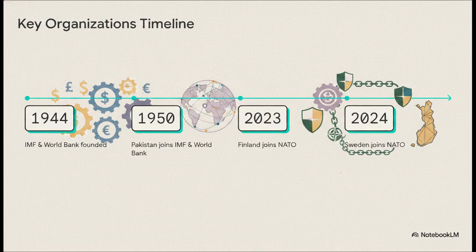This exact same logic applies to timelines for international organizations. The test heavily favors chronology. For instance, 1944 is a massive year because both the IMF and the World Bank were founded then, right after the Bretton Woods Conference. But when did Pakistan actually join them? That was 1950. The test also loves recent NATO expansions. If they ask who joined NATO on April 4, 2023, you say Finland. But don't stop there. The 32nd and newest member joining in 2024 is Sweden.